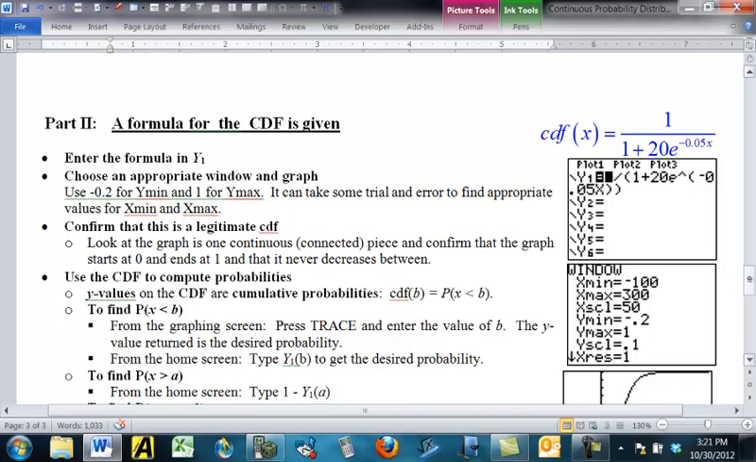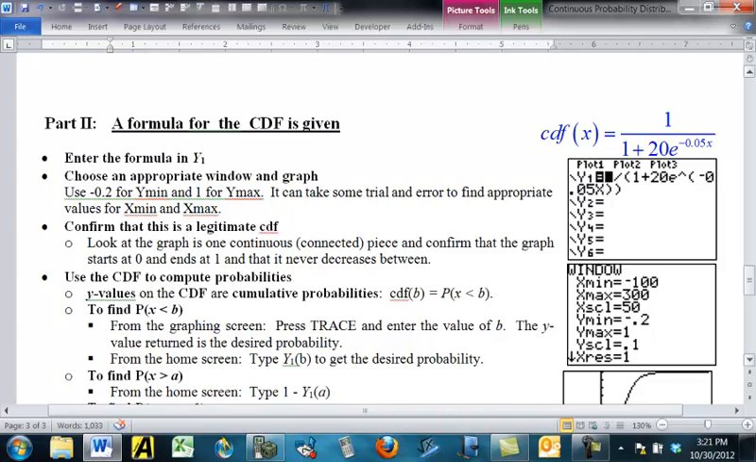For the vertical part of your window, it's pretty easy. You can always use negative 0.2 for Ymin and 1 for Ymax. Really, you could use 0 for Ymin and 1 for Ymax and get the whole graph, because it's never going to go below the x-axis. Never going to go below y equals 0.